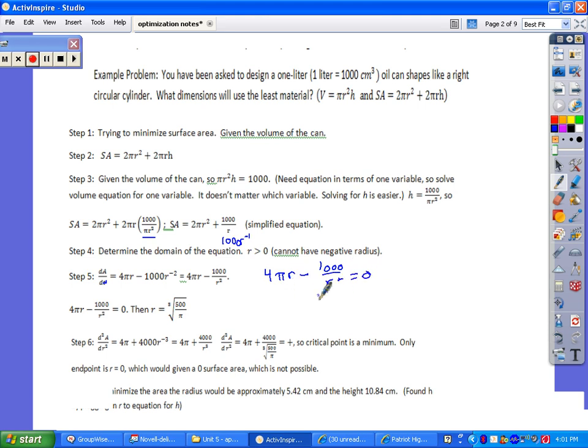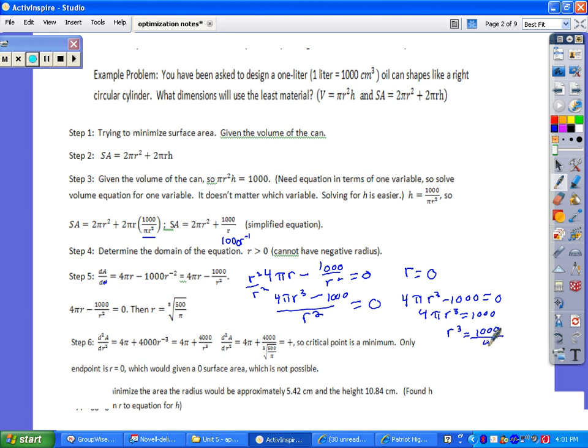If I get a common denominator here, this needs an r squared, so I'm going to multiply top and bottom by r squared. And so I get (4 pi r cubed minus 1,000) over r squared equals 0. So one critical point is r equals 0 because that's where the denominator is undefined. And then we set the numerator equal to 0 to find the other critical points. And so I get 4 pi r cubed is equal to 1,000. And then I'm going to have r cubed is equal to 1,000 divided by 4 pi.